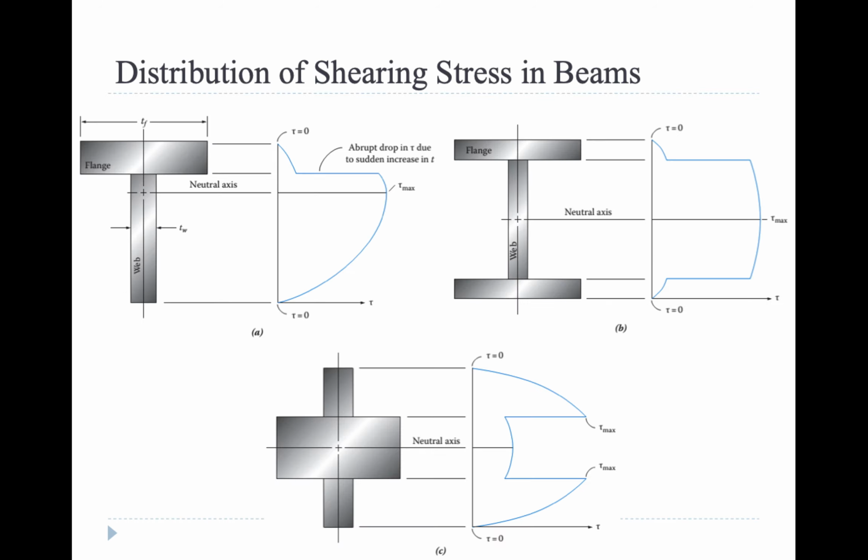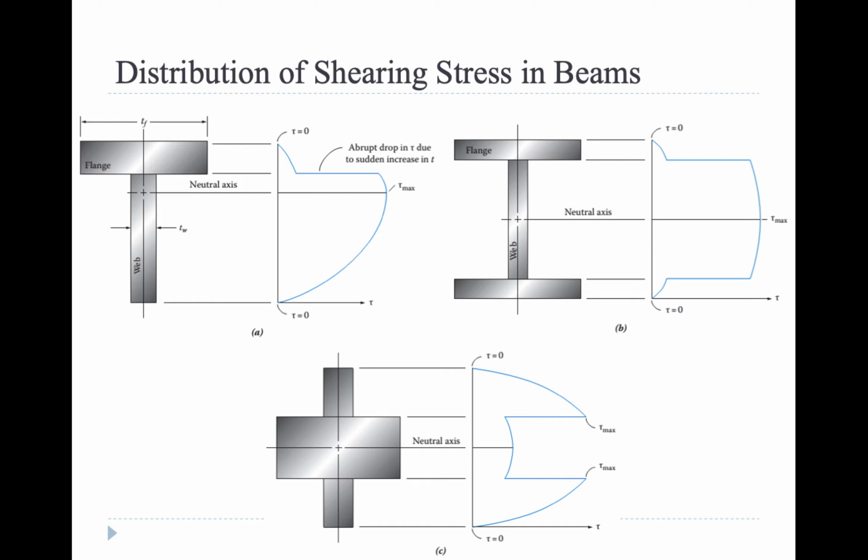Here's a few other shapes. In the upper left-hand corner is a T shape. Notice that the maximum again is at the neutral axis. Notice that at the flange at the top, the stress is really low, and then right where they intersect, it jumps up. But then there's a little bit of maximum here at the end.